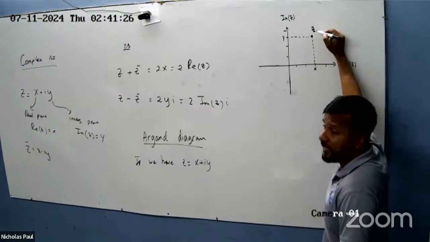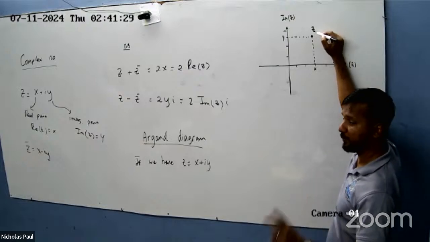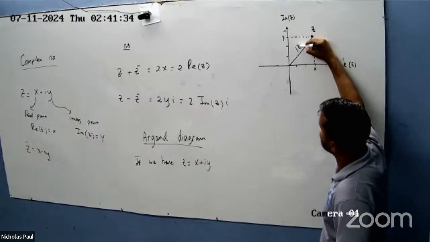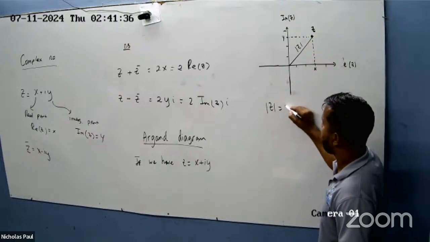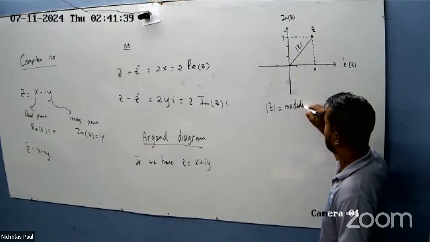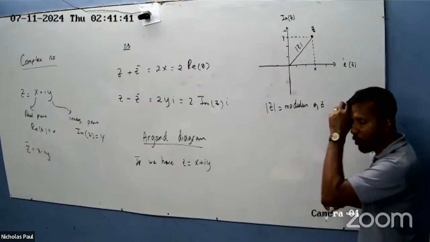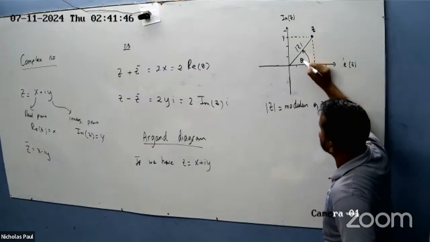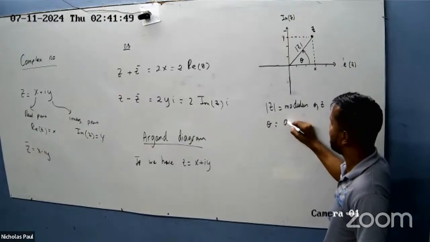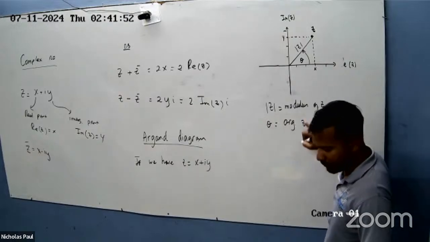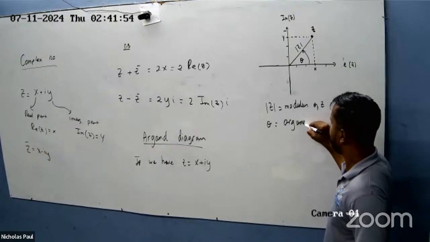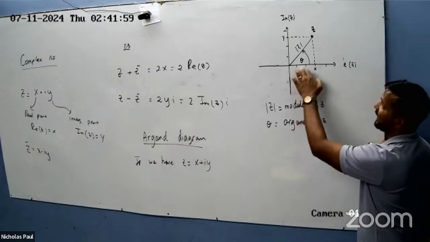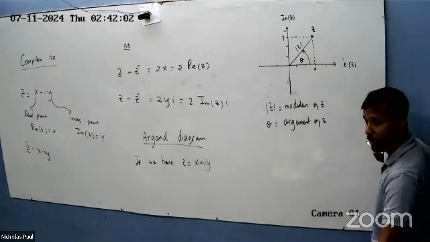But z has two components. z has a magnitude, which we call the modulus of z. And z also has something called an argument, which we measure from the positive x-axis. This is the argument of z. So if we know the modulus and the argument, we know exactly where z is. Are you okay with that?